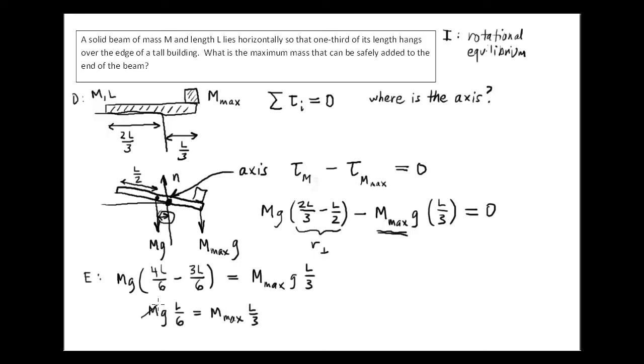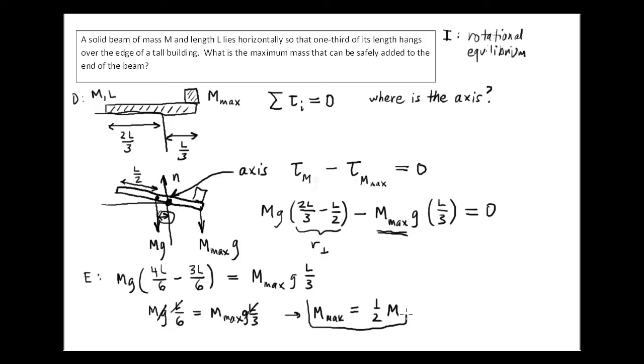Well, we see we can divide both sides by G. We can divide both sides by L, and those terms drop out, and then multiply both sides by 3, and we get that M max is exactly 1/2 of the mass of the beam.